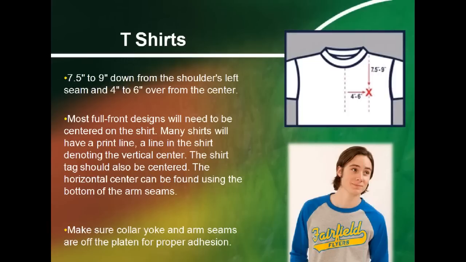So many shirts will have a print line, which I talked about already, which is that line in the center denoting a vertical. And then the shirt tag should also be in the center most times. And so then the horizontal center can be found using also, like I said, the bottom of the arm seams. So on this one you can see they've gone from the bottom of the arm seams to the bottom of the beginning of that drop down tail, not the bottom of the flyer where it's the pointy end, but the curved edge is typically lined up with the bottom of the arm seam.